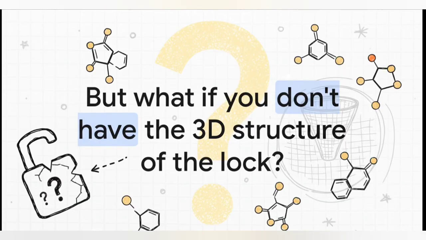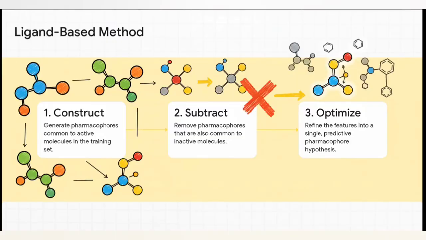But, and this is a huge but, for a lot of important biological targets, we simply don't have a clear 3D structure. The lock is a black box. So what do you do then? Well, that's when you have to switch to the other detective method. If you can't see the lock, you study the keys that work. There's a really powerful algorithm for this. First, you find all the common 3D features across a set of molecules that are highly active. Then, and this is the really clever part, you subtract any features that are also present in molecules that are inactive. This isolates the exact pattern that's responsible for success. Finally, you optimize that pattern into a single, predictive pharmacophore model.